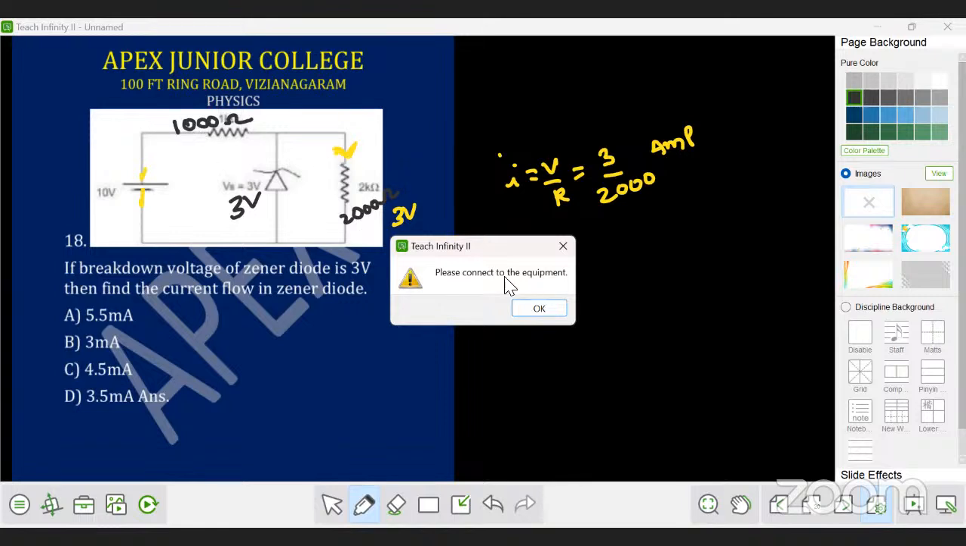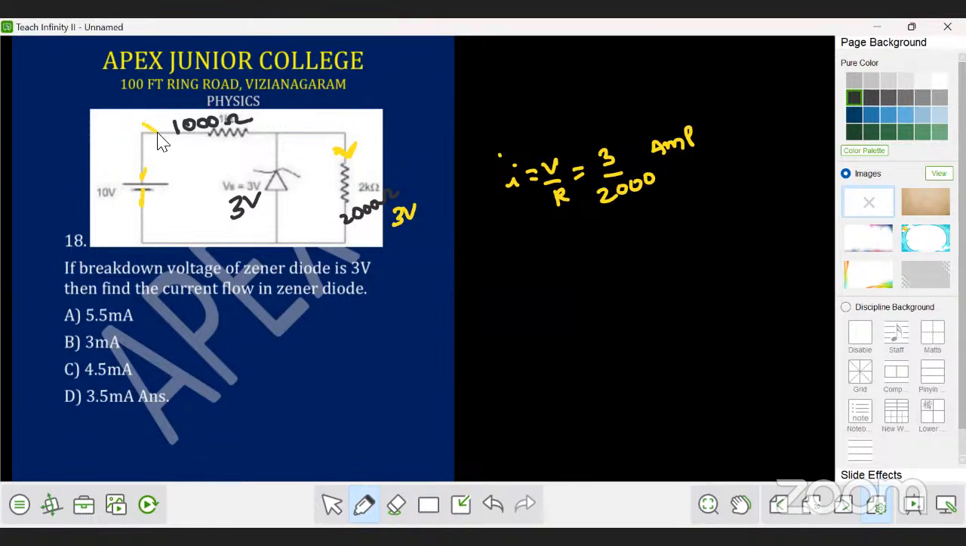What is the current passing through the whole thing here? Out of the total voltage of 10 volt, 3 volt is dropped here. That means the remaining 7 volt will be dropped here only. Na? Here also you have voltage and resistance. Then what is the current here? Here the current will be I equal to V by R, that is 7 by 1000. So here the current is 7 by 1000. Here the current is 3 by 2000.